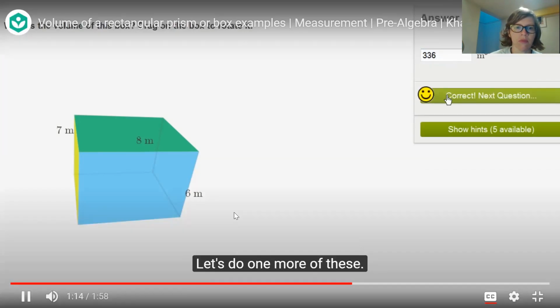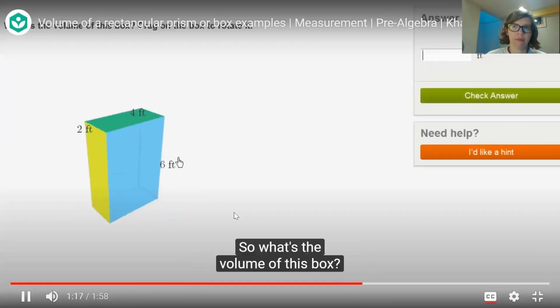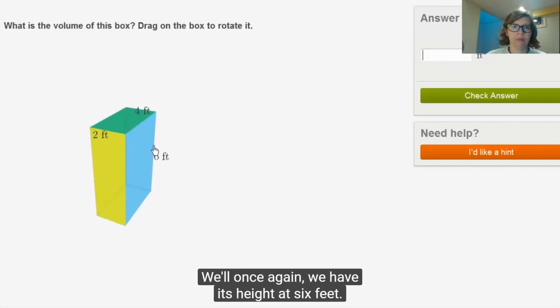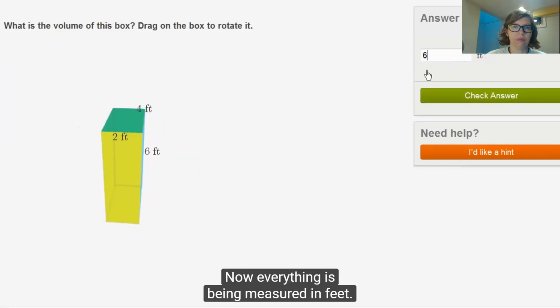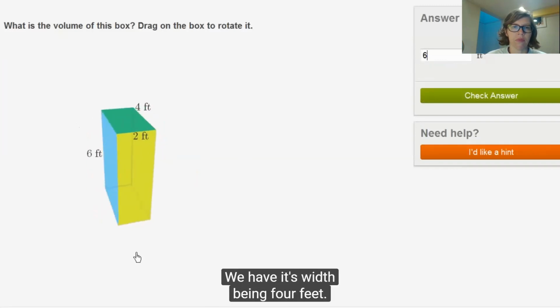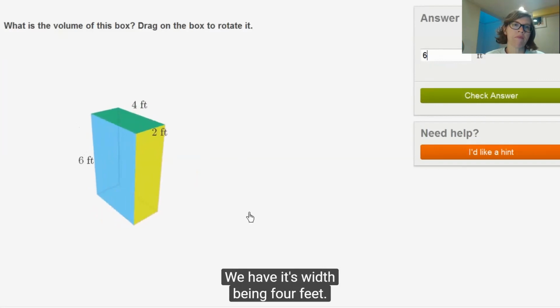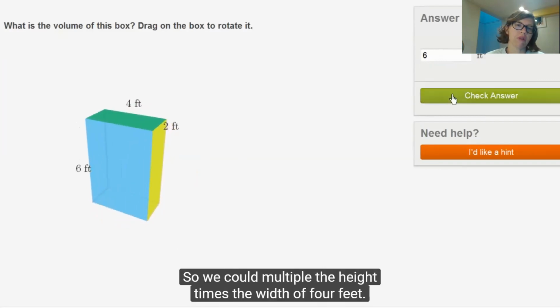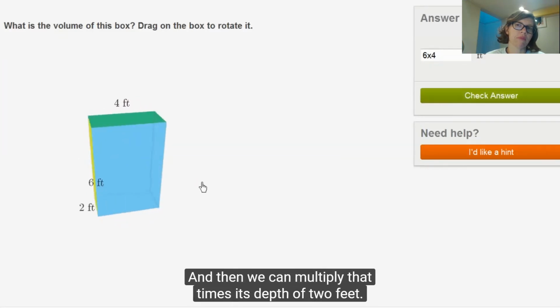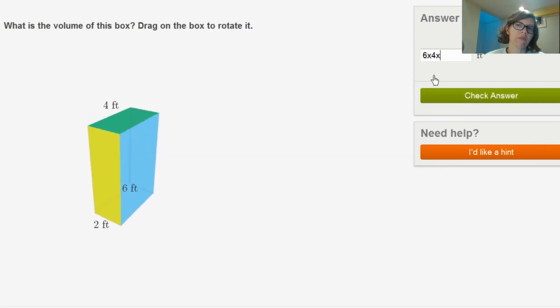Let's do one more of these. So what's the volume of this box? Well, once again, we have its height at 6 feet. Now everything's being measured in feet. We have its, I guess we could call it its width being 4 feet. So we can multiply the height times the width of 4 feet. And then we can multiply that times its depth of 2 feet.